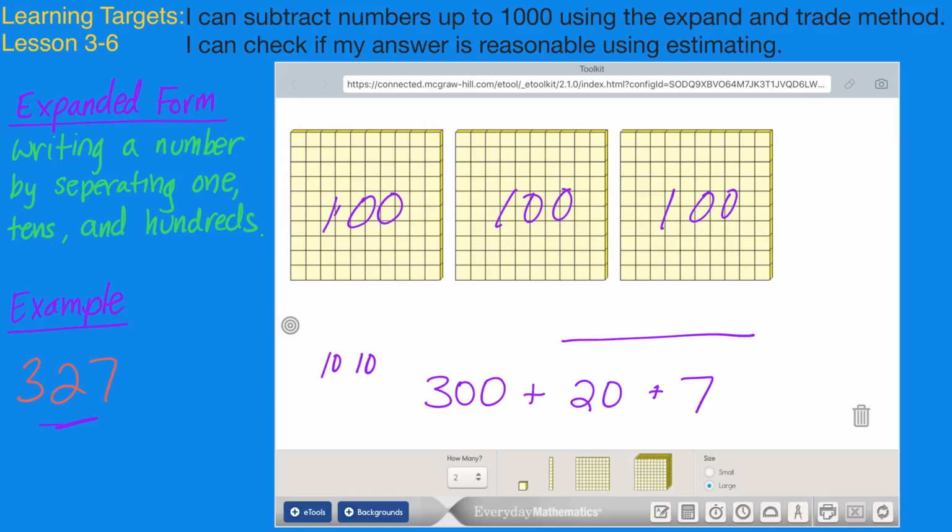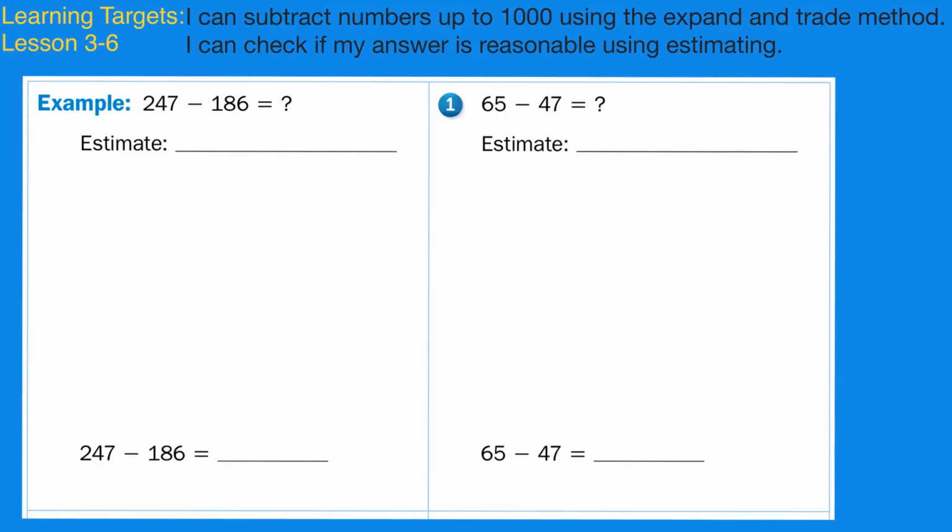So if we look carefully, the number 327 is broken into expanded form. The 3 in the hundreds place has a value of 300. The 2 here in the tens place has a value of 20. And the 7 here in the ones place has a value of 7. So that's why we first write the number in expanded form, before we can expand and then trade. So you must be able to take a number like 327 and write it this way.